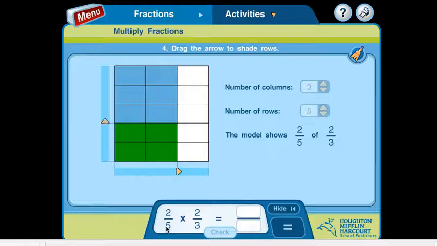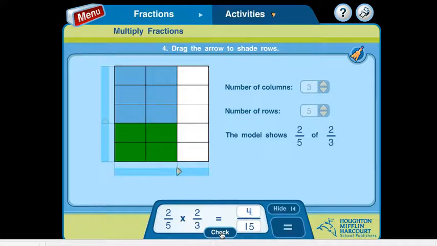I know that I can also multiply my denominators to figure out what is my common denominator here. So 5 times 3 is 15. That also matches what I just double checked by counting. Now, 2 times 2 is 4. I also know that I can verify this by my shaded area right here.